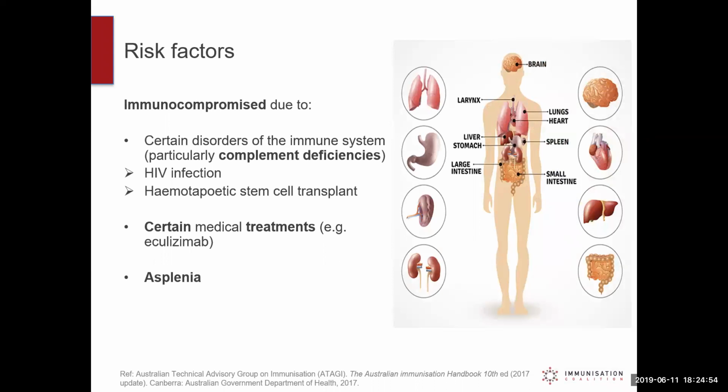Our immune-compromised individuals have an increased risk factor as well. Children or adults that are without a functioning spleen are at increased risk of infection with any encapsulated bacteria. Most importantly, it's actually pneumococcal bacteria. However, other bacteria such as your meningococcus as well as your Haemophilus influenzae type B also occur at quite high rates in these particular individuals.